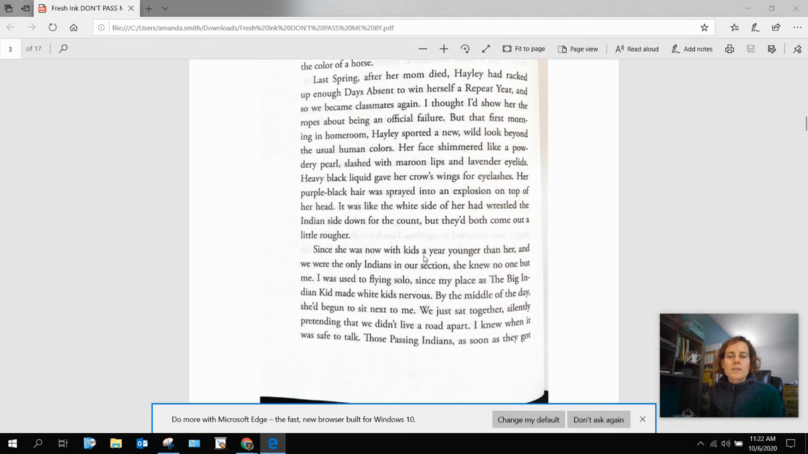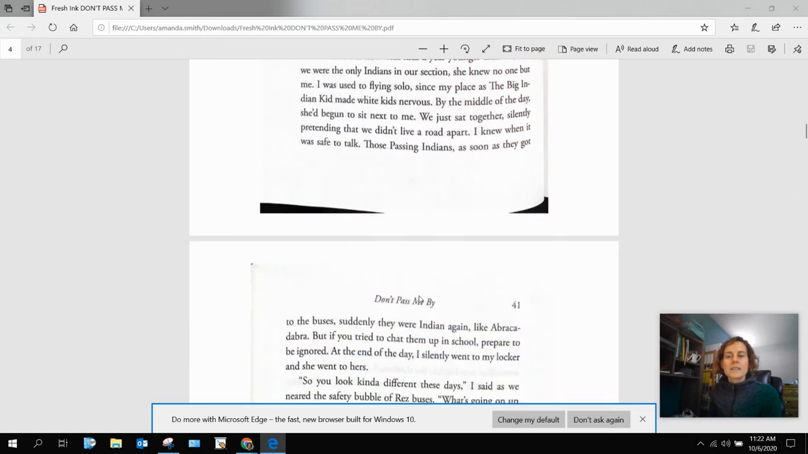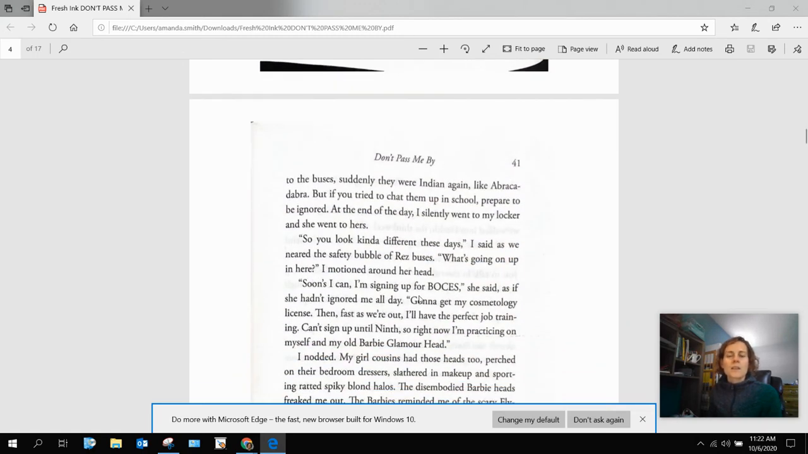Since she was now with kids a year younger than her, and we were the only Indians in our section, she knew no one but me. I was used to flying solo since my place as the big Indian kid made white kids nervous. By the middle of the day, she'd begun to sit next to me. We just sat together, silently, pretending that we didn't live a road apart. I knew when it was safe to talk. Those passing Indians, as soon as they got to the buses, suddenly they were Indian again, like abracadabra. But if you tried to chat them up in school, prepare to be ignored. At the end of the day, I silently went to my locker and she went to hers.